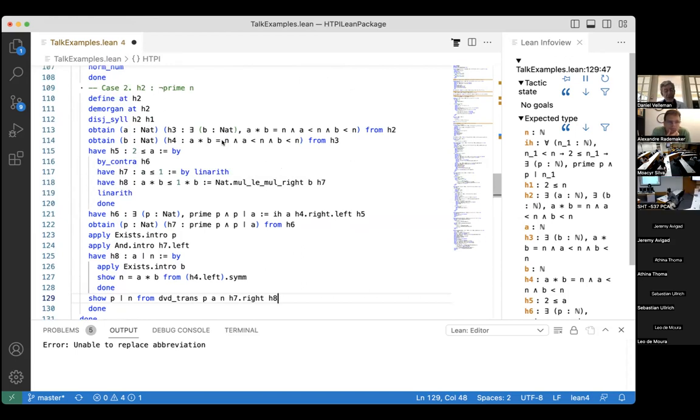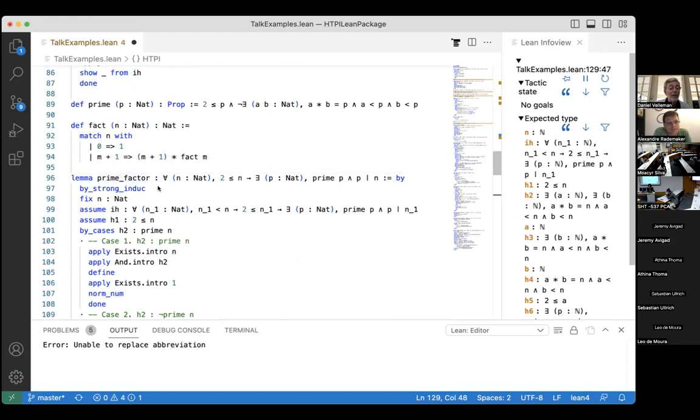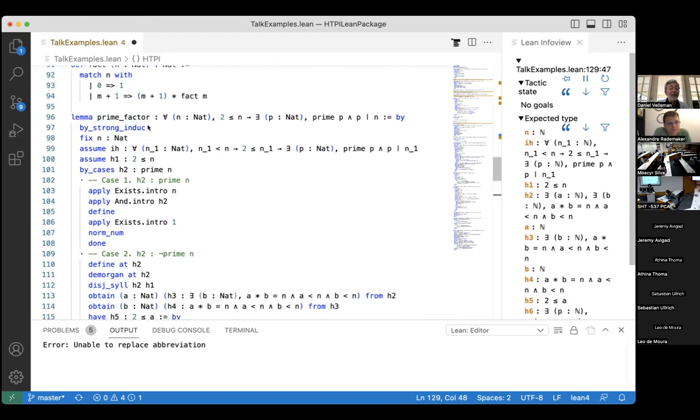So I said at the beginning that I was using tactic mode. Every one of these lines is invoking a tactic. And tactics are little programs that you invoke to say, I want to do this or that step in the proof. Have, for example, is a standard tactic, apply is a standard tactic. I guess we're looking here at a proof I didn't do. This is one of those lemmas where I've shown you the proof. So by strong induction is a tactic I wrote. Fix and assume are tactics I wrote. They're really very simple. They're wrappers around the standard Lean tactic intro.